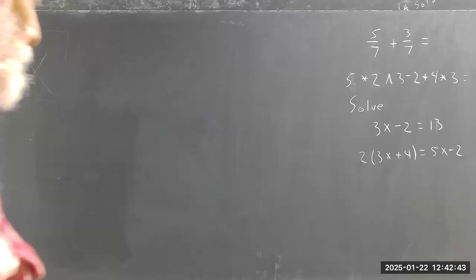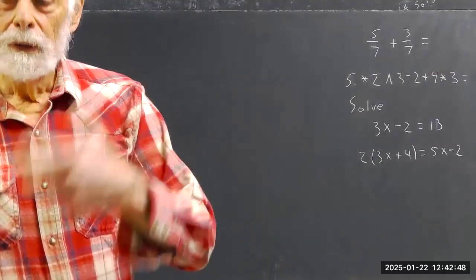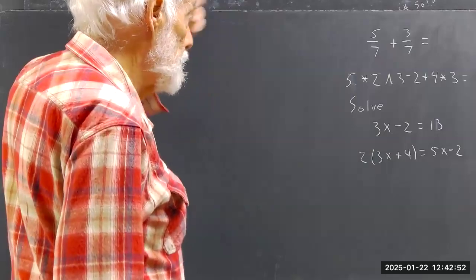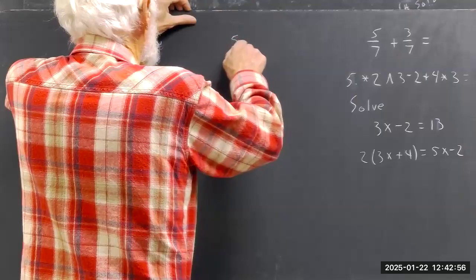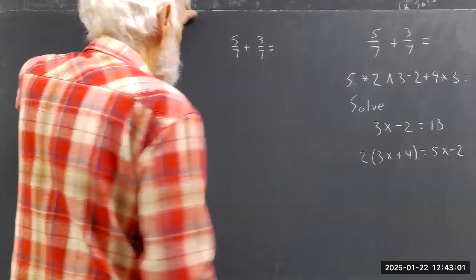Okay, I've taken up the quiz. If you're a distance student, I'm going to work the quiz first. So we start with 5/7 plus 3/7. Now, the logic of this is, well, 5/7 plus 3/7 is what?